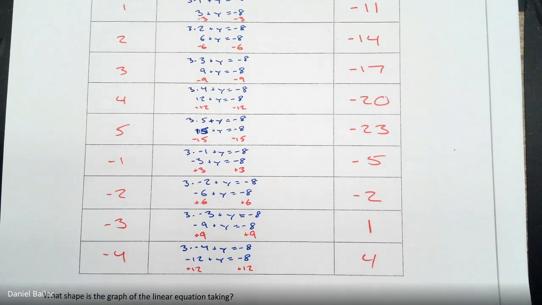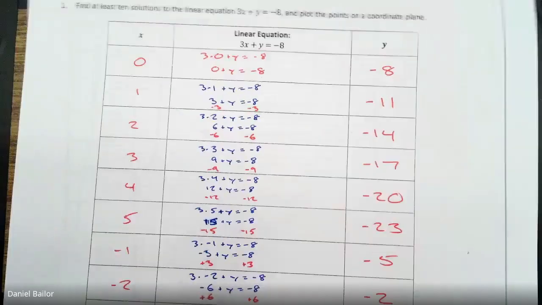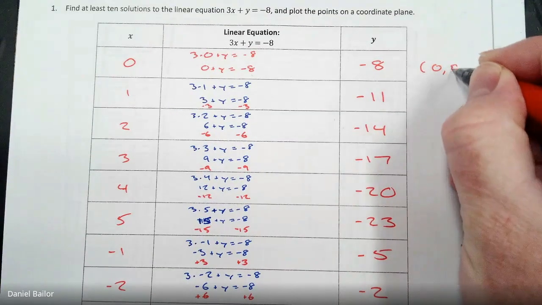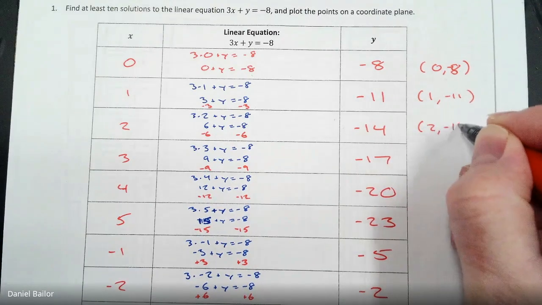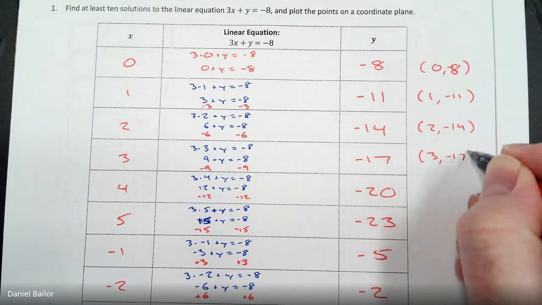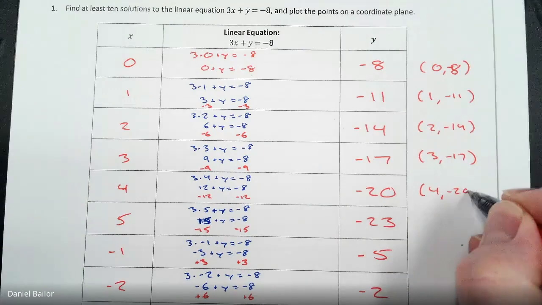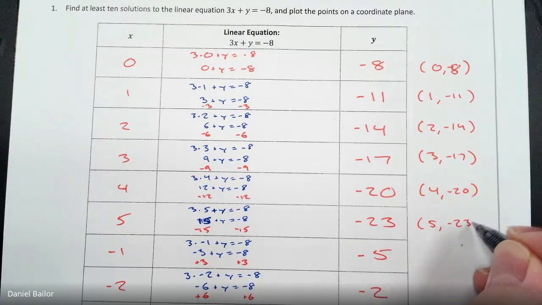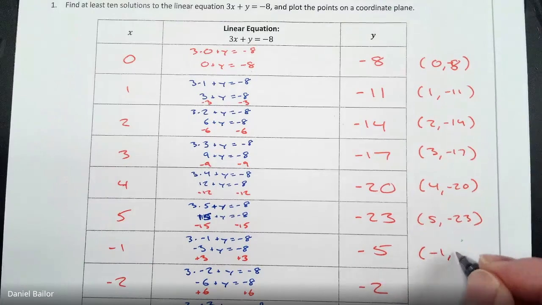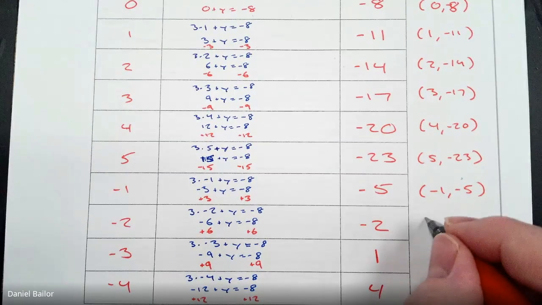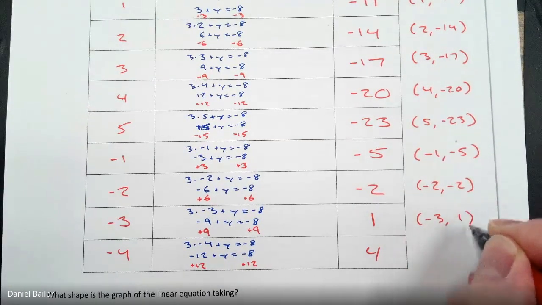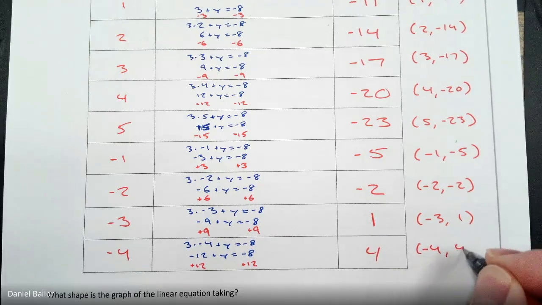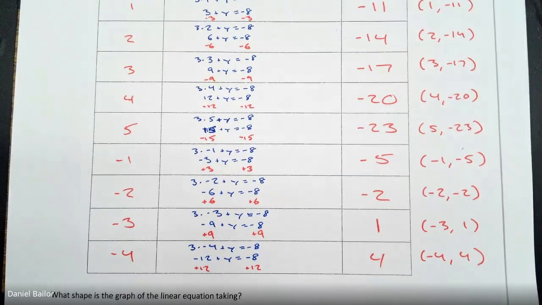Let me turn my coordinates into a list of ordered pairs. So we have 0 and -8, 1 and -11, 2 and -14, 3 and -17, 4 and -20, 5 and -23, -1 and -5, -2 and -2, -3 and 1, -4 and 4. There we go. We got our list of ordered pairs.